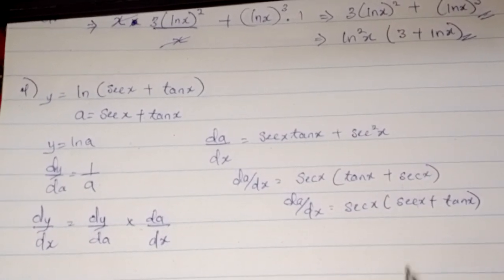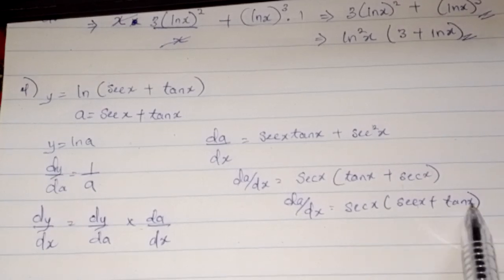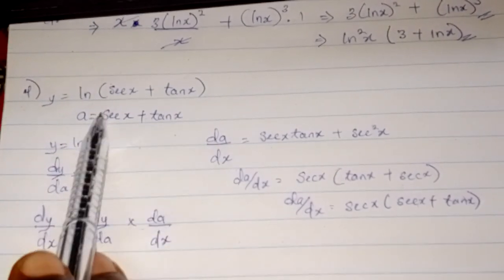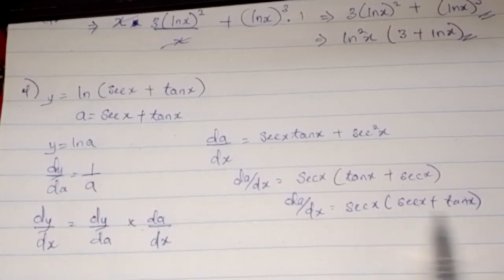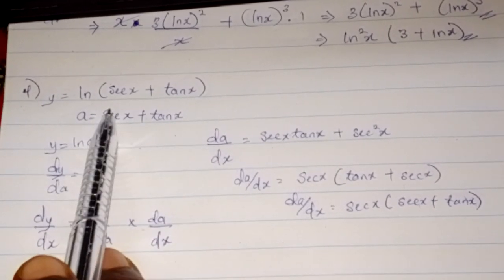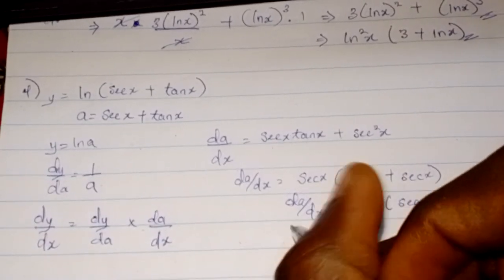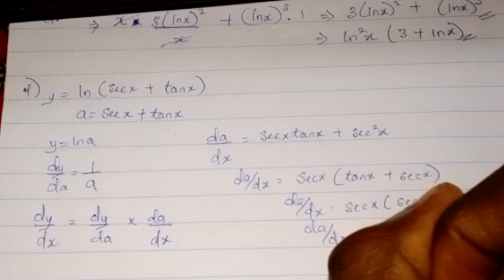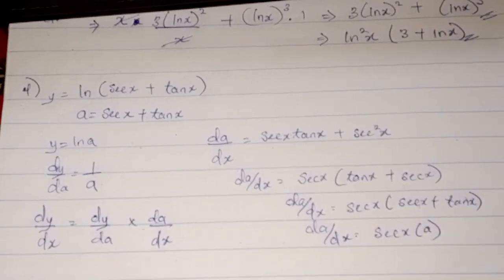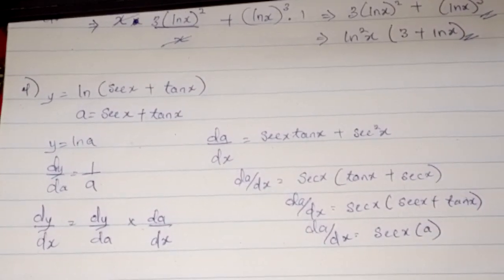Now there's something familiar with this. If you look at this, it is the same thing as our A, right? So this is sec x plus tan x, and this is sec x plus tan x. So anywhere you see sec x plus tan x, you are going to replace it with A. So you now have dA dx is equal to what? Sec x into bracket A, right? Or sec x times A, the same thing.